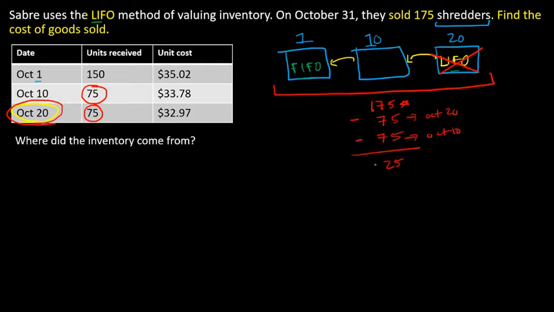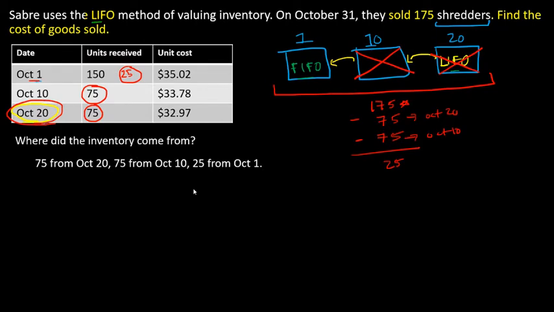So there's still 25 that I have to go get. So my October 10th box is empty. So I go to October 1st and I say, all right, I still need 25 more shredders. So I pull 25 shredders from October 1st, okay? So that's where the inventory is coming from. I've got 75 from October 20th, 75 from October 10th, and 25 from October 1st.